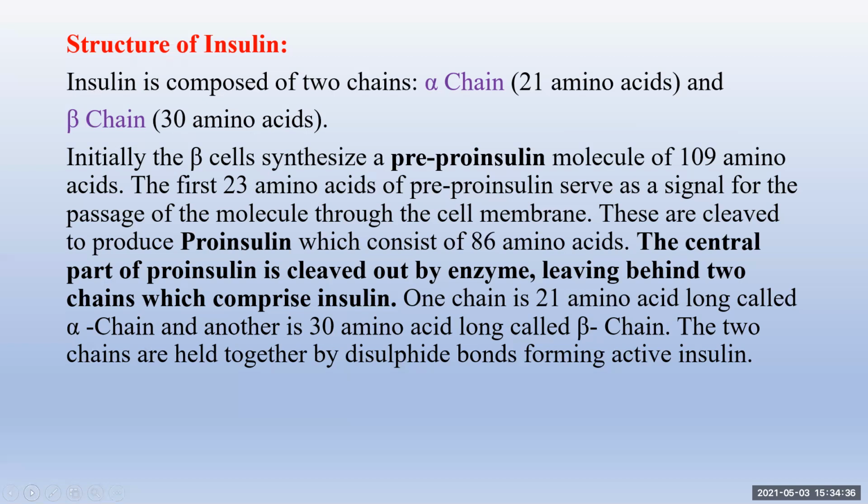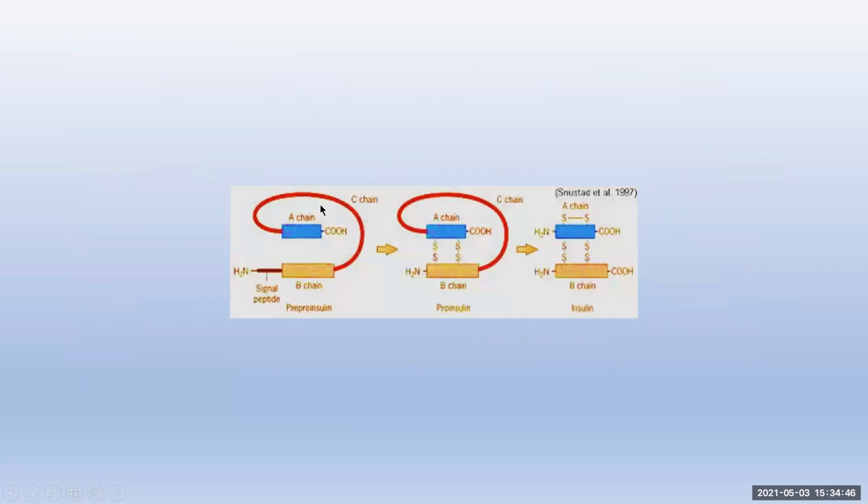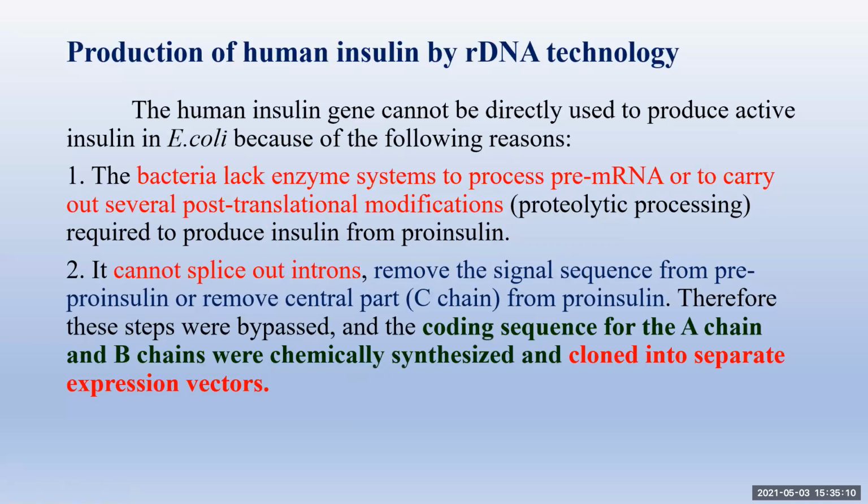One of the chains, the alpha chain, is 21 amino acids long and the beta chain is 30 amino acids long. The two chains, alpha and beta, are held together by disulfide bridges, as you can see in this diagram. A chain, B chain. And the first 23 amino acids are signal peptide. They are cleaved out, leaving behind a proinsulin molecule. Of the proinsulin, the C chain shown in red color is unimportant. It is cleaved out to give you A chain and B chain, which are linked by disulfide bridges, which is actually the insulin molecule.